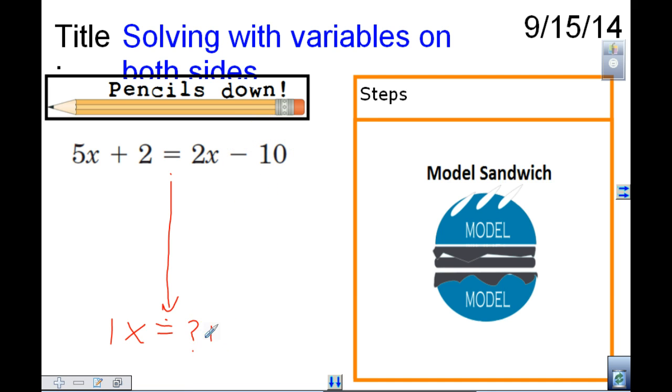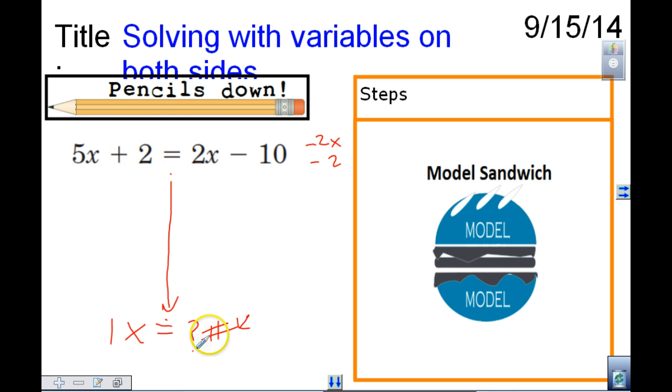So we want to move all the variables to the left, divide if necessary, and then all the numbers to the right-hand side. Just like we did before, you want to come up with a plan before you even start. For instance here I can say, I don't want any variables on the right, so I'm going to subtract 2x. I don't want any numbers on the left, so I'm going to subtract 2.